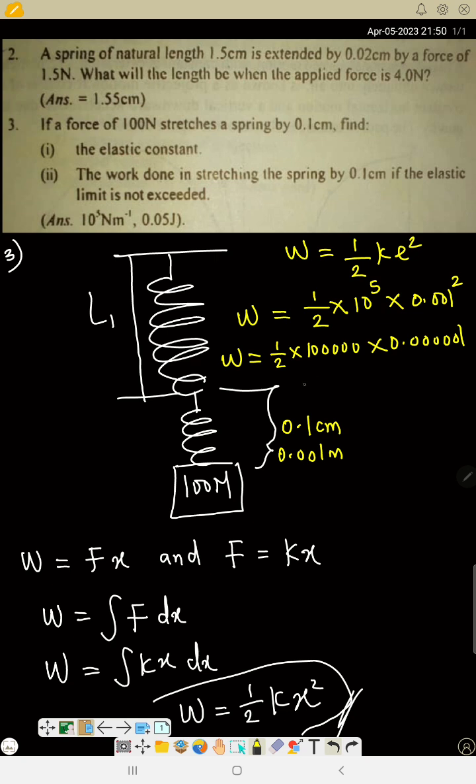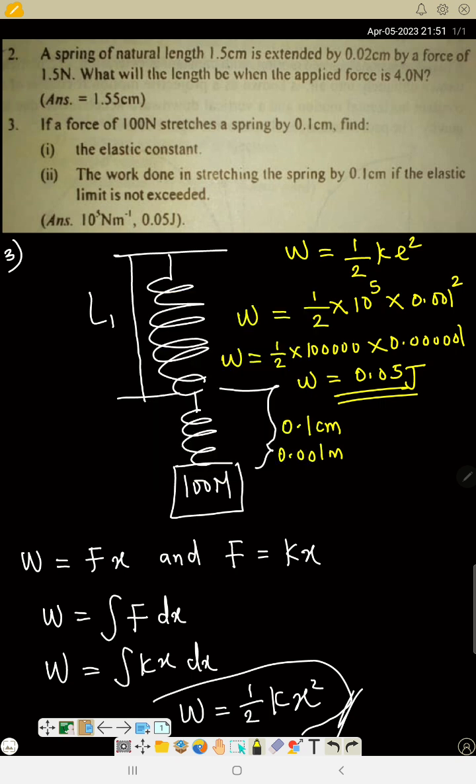So now multiply everything together. So work done is 100,000 times 0.00001 divided by 2. Remember we have a half, so you divide by 2, just press your calculator, or times 0.5. So you will get 0.05 joule. So unit for work done is joule, so it's also correct.